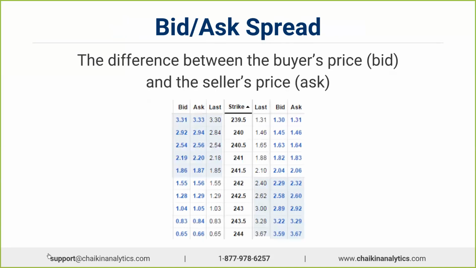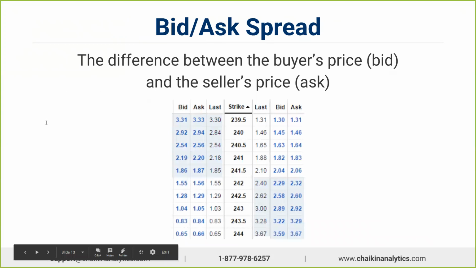Bid-ask spread is the difference, as I said, between the buyer's price, the bid, and the seller's price, the ask. For new traders, and to lower your risk, you want to be with things with tighter bid-ask spreads. Generally speaking, you want tighter bid-ask spreads. What I encourage people to do to start is to only be in options where the bid-ask spread is no larger than 10% of the ask.